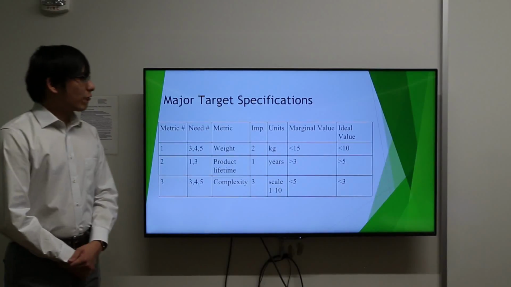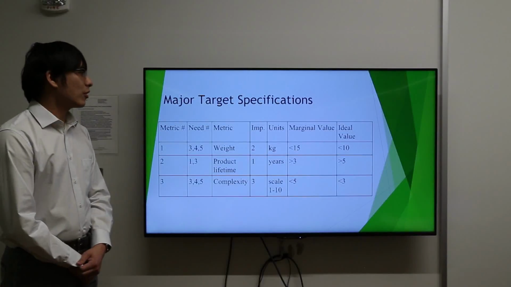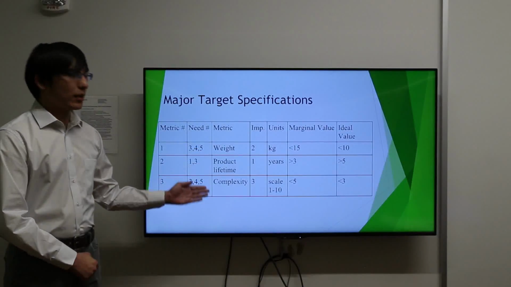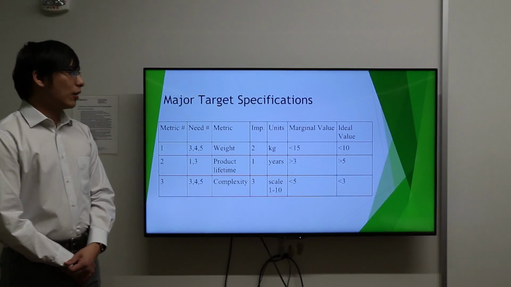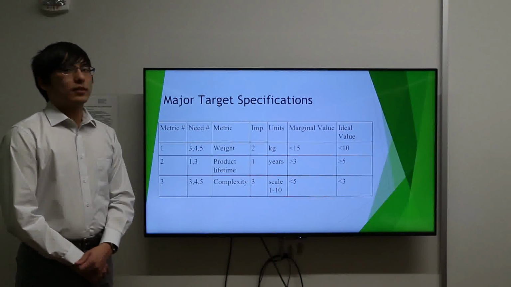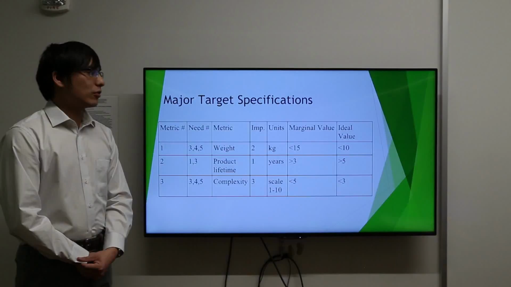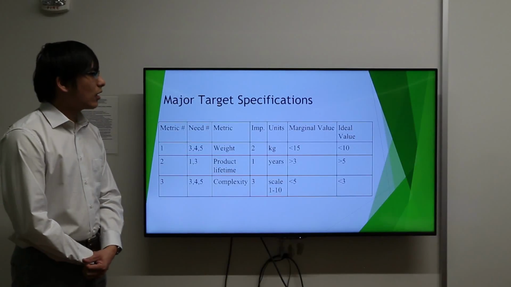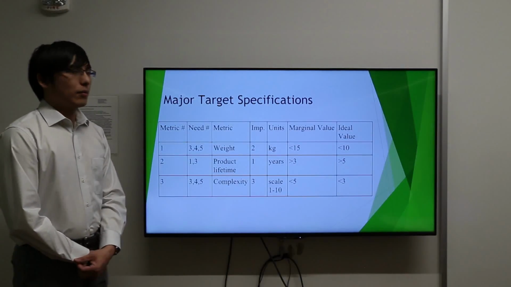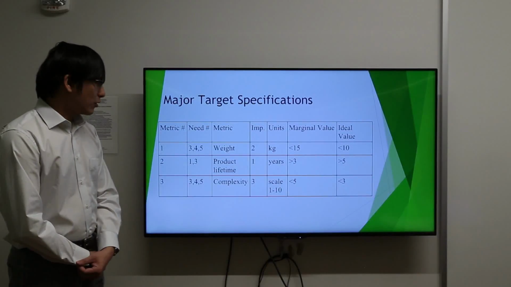Alright, so from the previous QFD diagram, we chose what we think are the major target specifications, which scored first, second, and third. We have weight, product lifetime, and complexity. For the weight, we want it to be less than 15 kilograms. For something that weighs less than 15 kilograms, we believe it can be moved a short distance by just a single person. Ideally, we want to reduce it to less than 10 kilograms so that it can be portable. It can be moved even by a relatively weak high school student.